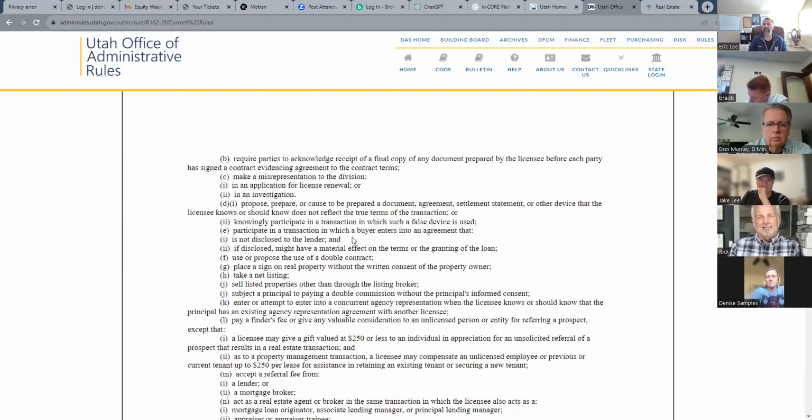We understand that there are better solutions than double contracts, than fraud, than false devices that could not only get us in trouble, but could get our clients in trouble. And here's the thing, you guys, is that without an agent involved, clients do all these things as well, and those things are still illegal.